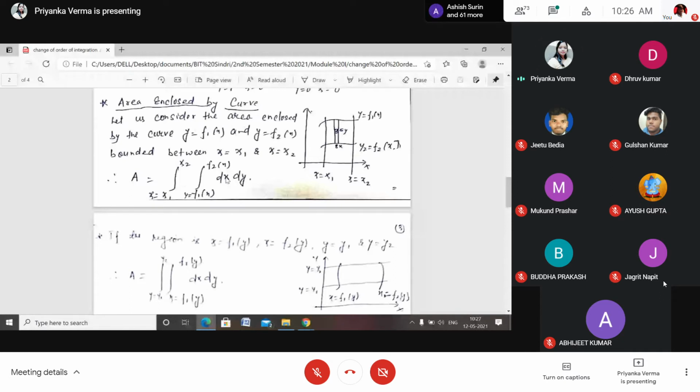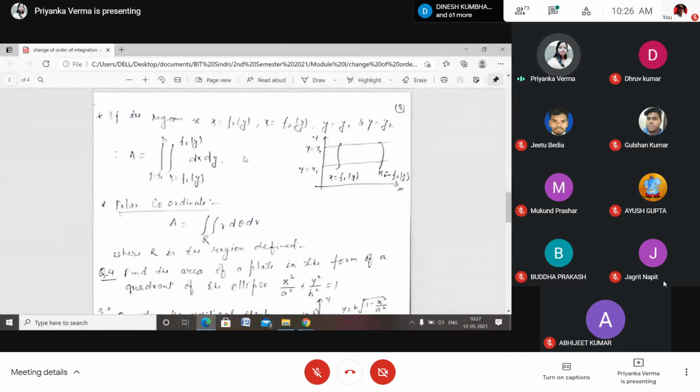So the limit of integration will depend on the problem. If the curve is bounded by y equal to f1(x) and f2(x), then this will be the limit of integration: y equal to f1(x) to f2(x) and x equal to x1 to x2. While if the region is bounded by different curves, that is x equal to f1(y), x equal to f2(y), then the area will be the double integral of dx dy, and only the limits of integration will change. So the formula to find the area of any curve is the double integral of dx dy, and the region will be defined by the problem.